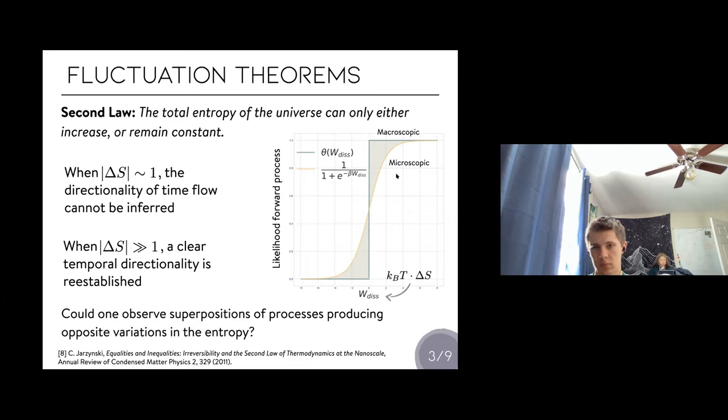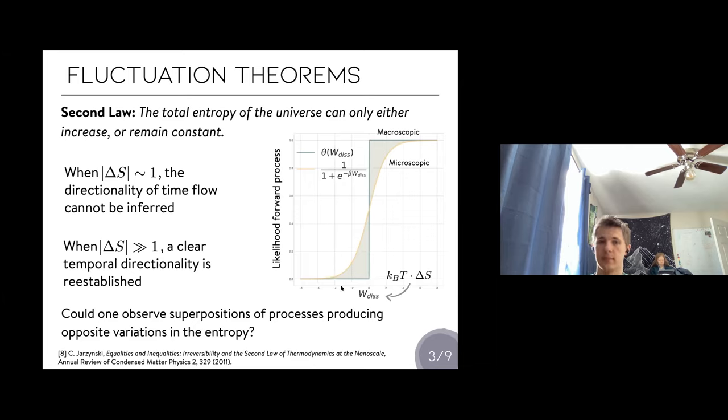And so basically, this goes under the name of fluctuation theorems. And after we learned that these fluctuation theorems exist, and so that when, for instance, the entropy production is of the order of one, here I called it one because I put the Boltzmann constant and the temperature to one, whenever this is of the order of one, then the directionality of the time flow cannot be inferred. And so both forward and backward could exist with equal probabilities. Instead, whenever the entropy production is much bigger, this is not the case. And so we recover the classical, macroscopic situation.